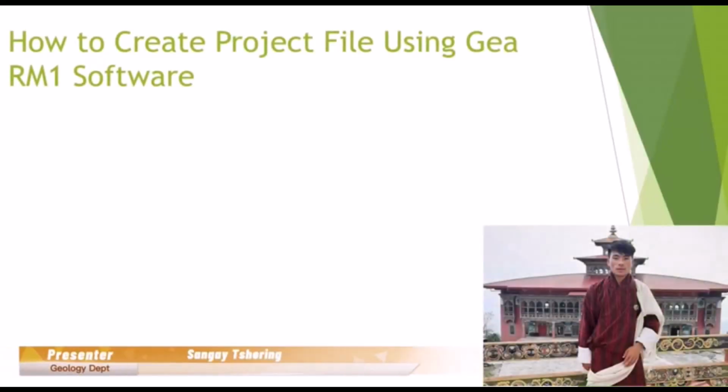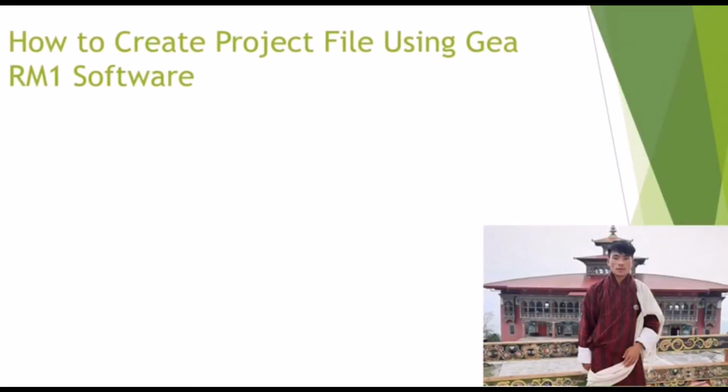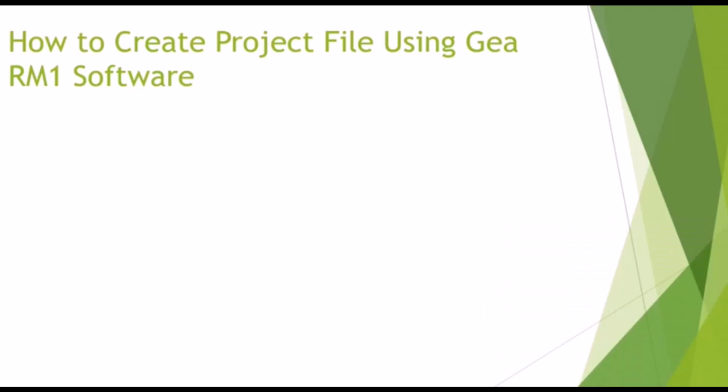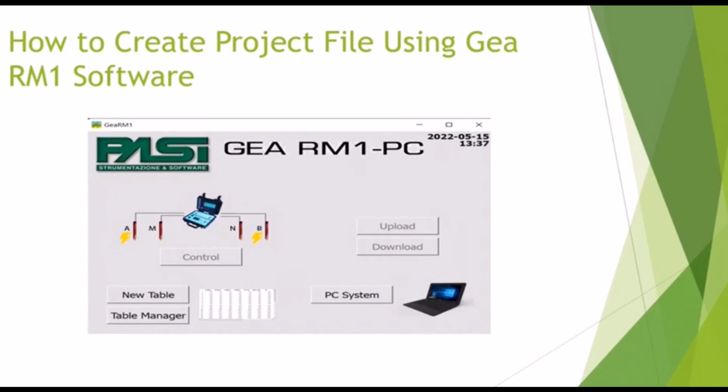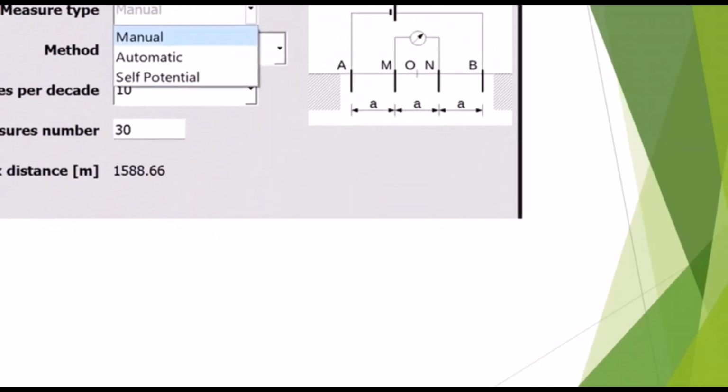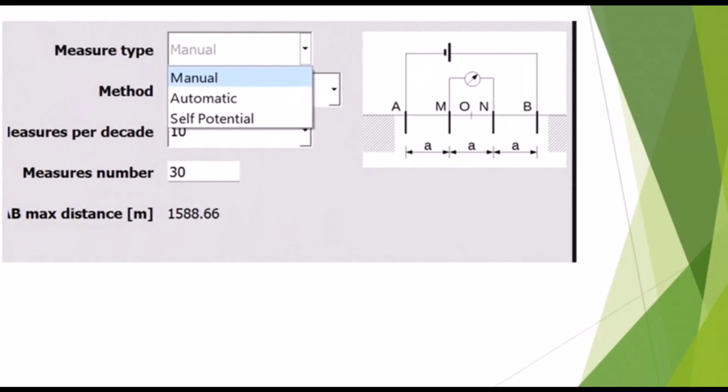Now I'm going to explain how to create a project file using the GEA-RM1 software. So this is the layout of the GEA-RM1 software. To create a project file, first we have to click on new table. After clicking on new table, this layout will appear. From here, firstly we have to choose the measure type. For us, we have to choose the measure type as a menu.